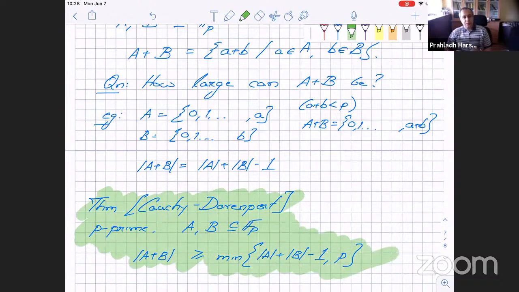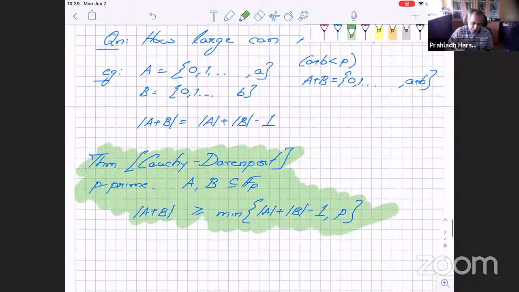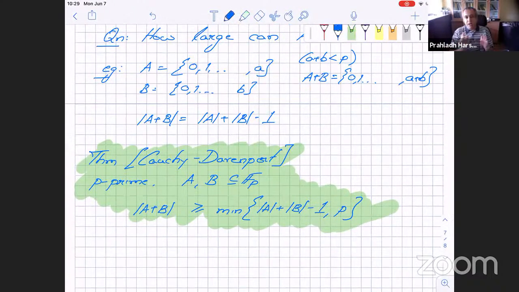Is the statement clear? The example I gave is that you give me any other A and B, it actually will grow much, much larger. Is the statement of the theorem clear? Okay, so let's look at a proof. This was not the proof Cauchy and Davenport gave, but it's going to be a very simple application of the combinatorial Nullstellensatz theorem.